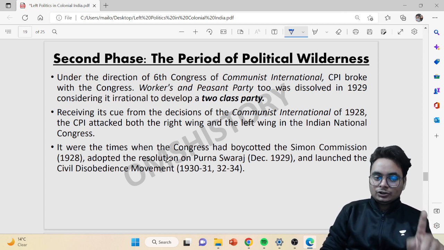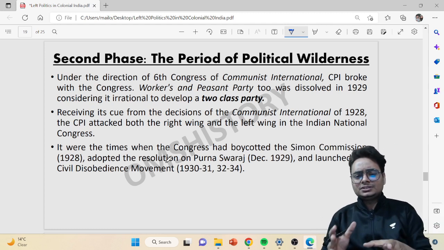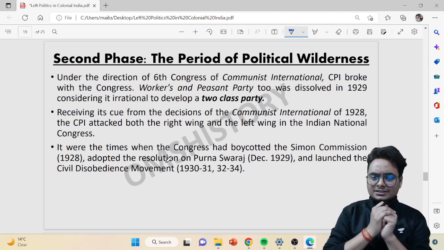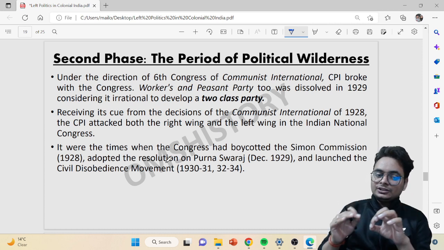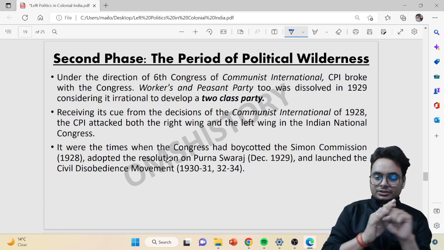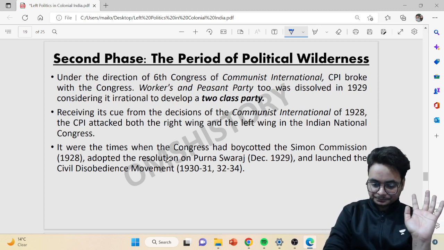How? It got a direction from the 6th Congress of Communist International. Congress of Communist International means the Conference of Communist International. And under the direction of this Communist International, the Communist Party of India broke away from the Congress. We are no longer going to support the Congress Party.